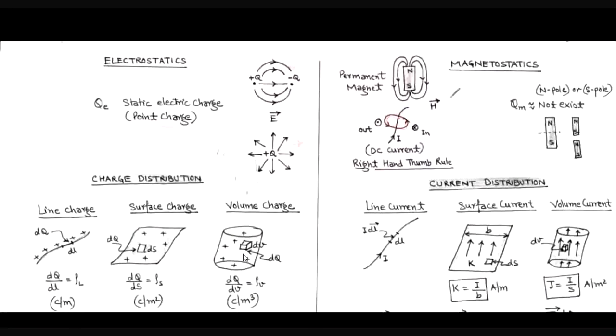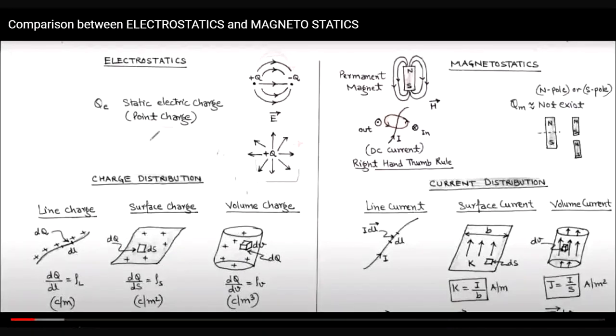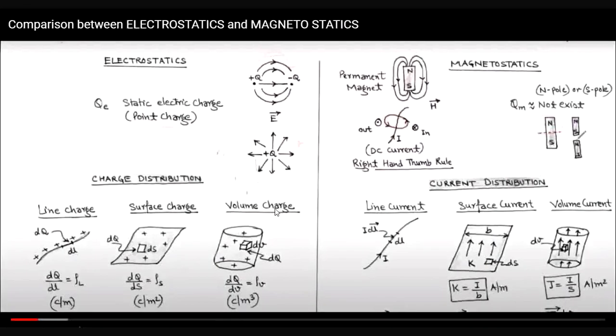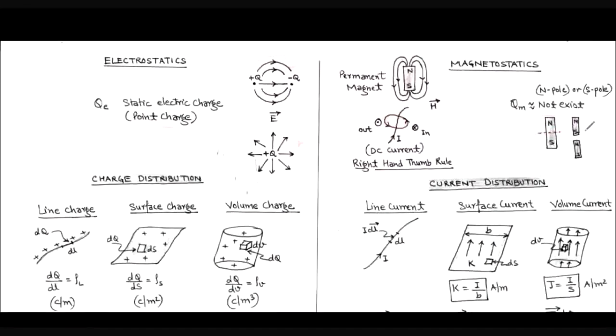Here we note a point. In case of electrostatics, an isolated electric charge exists. But in case of magnetostatics, an isolated magnetic charge, that is Q suffix m, does not exist. Because if we try to separate the north pole and south pole, we get two new magnets. So this is a difference between electric charge and magnetic charge.